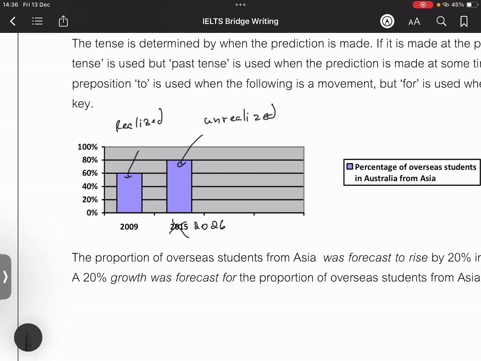So what happened in 2009? This plot represents the percentage of overseas students in Australia from Asia. Basically they conducted a survey in Australia. They were looking for Asian international students. And they found that out of 100 students, 60 of them are from Asia. So if there are 100 international students in Australia in 2009, 60 of them are from Asia.